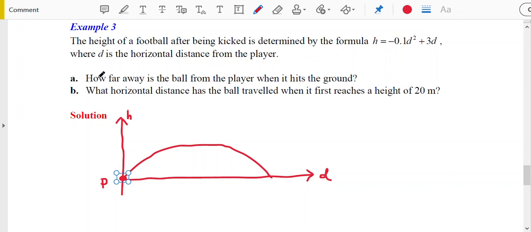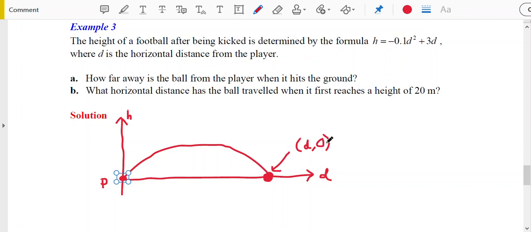So part A asks for how far away is the ball from the player when it hits the ground. So it's going to hit the ground at this dot here, this large dot on the right. But we need to understand the coordinate, the Cartesian plane here. If we think about that as a coordinate point right there, it's some sort of distance, comma, and because it's on the ground, the height would be 0.